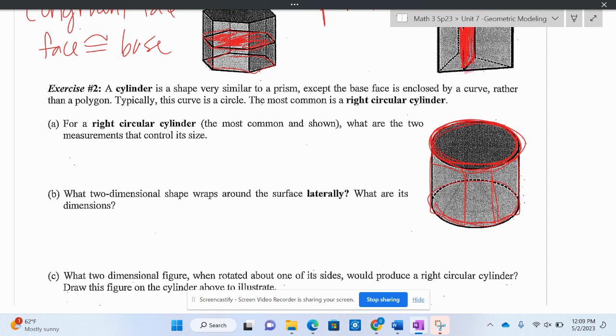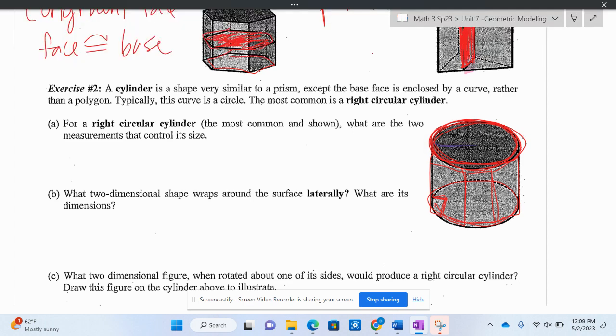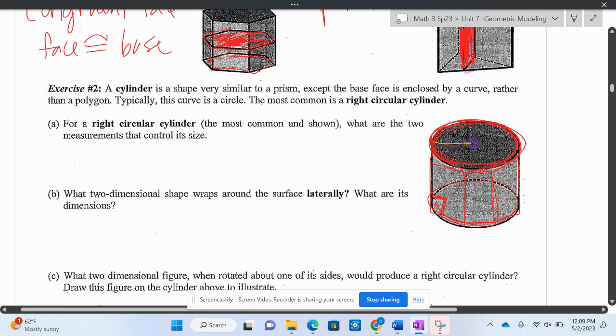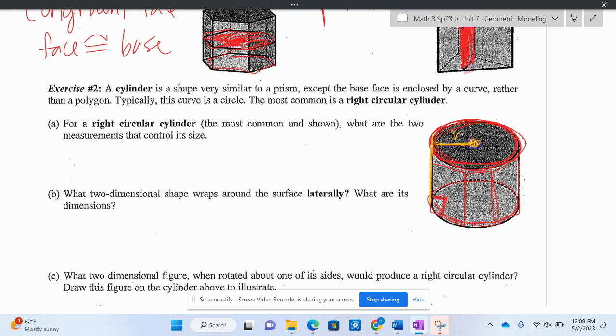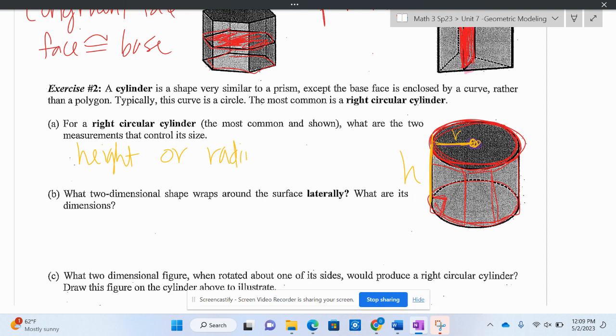Okay. So why is it called a right cylinder? Again, because the sides are perpendicular to the base. But this cylinder right here, it's asking what two measurements determine the measurements of the cylinder. So what two things can I alter that will change the measurements of the cylinder? Well, one, I can change the radius. And number two, I can change the height, H. So the height or the radius control the size.